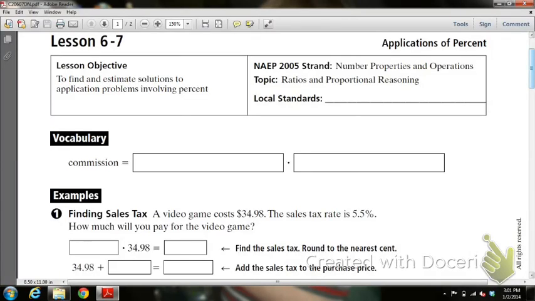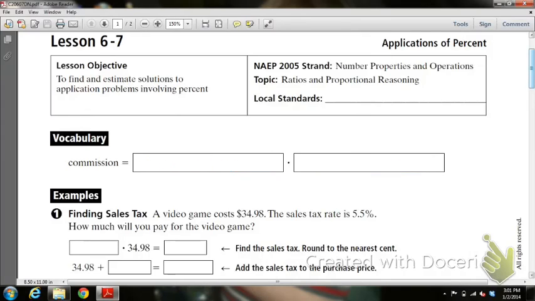In the last section of this chapter, we're going to do some real-life applications of percents. We're going to come across the word commission in this section, so it's helpful to know what commission means. A commission is just the percent earned times the total cost. That's how you would find the commission, and you'll be given the percent. Now let's do some places where percents show up in the real world.